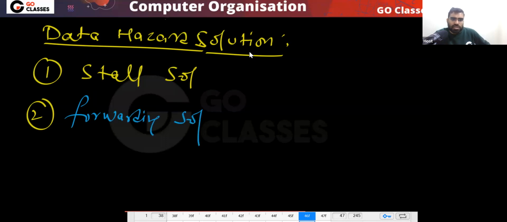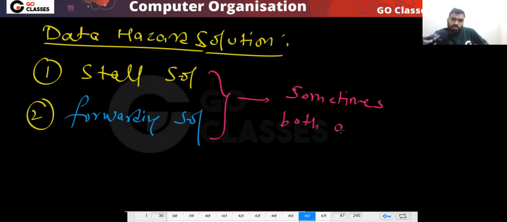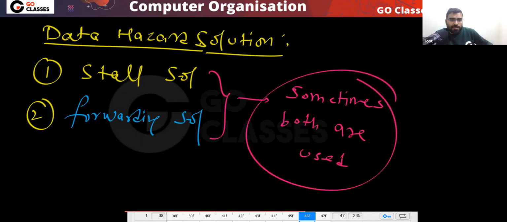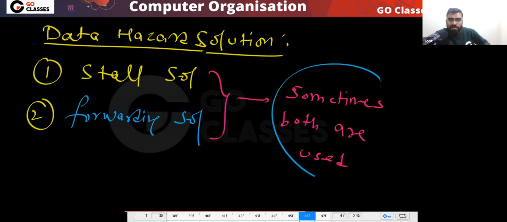One is the stall solution, another is the forwarding solution. Let me tell you, these are not exclusive. Sometimes both are used. It's not like they are exclusive. I will give you one example. Sometimes both will be used.